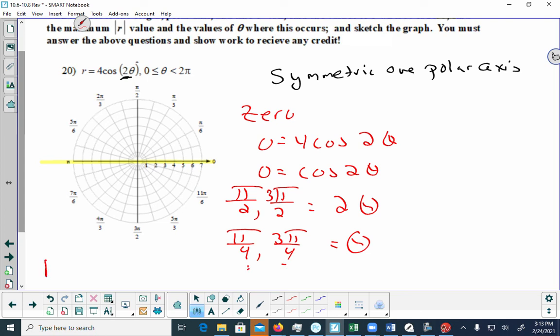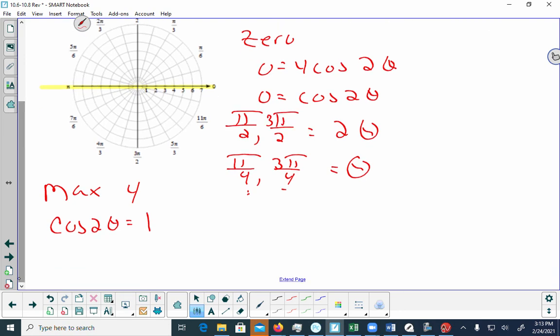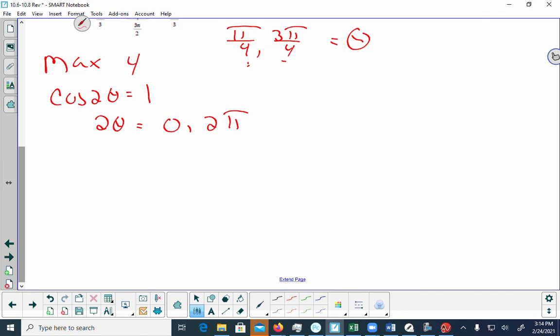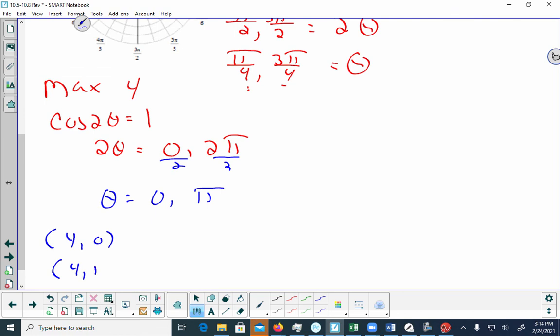My max is going to be this number here. So my max is going to be 4. And when does that occur? That occurs when my cosine is equal to 1. Well, when does my cosine equal 1? My cosine is usually equal to 1 at 0 and 2 pi. I'm going to write both. That's just going to help me out. So I'm going to say 2 theta is equal to 0 or 2 pi. Divide both by 2. So theta is going to equal 0 and pi. So I know I'm going to have my max at 4, 0, and then 4, pi.